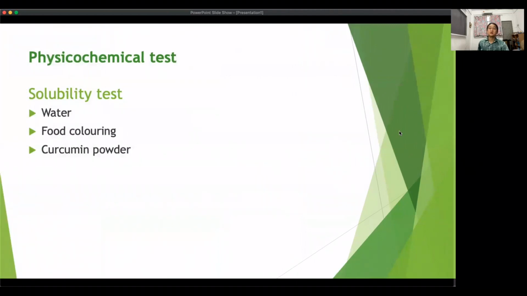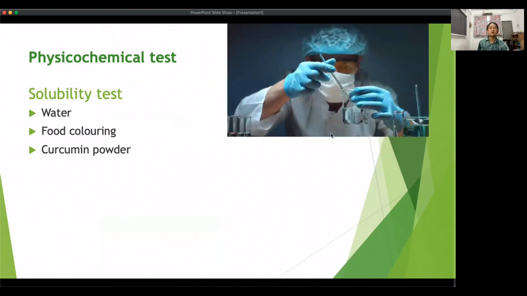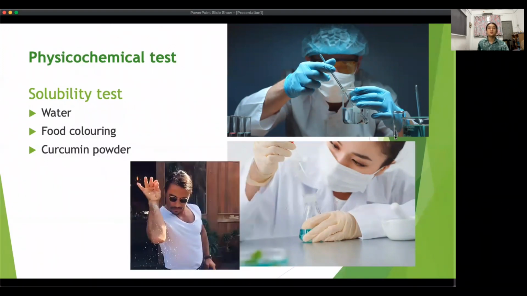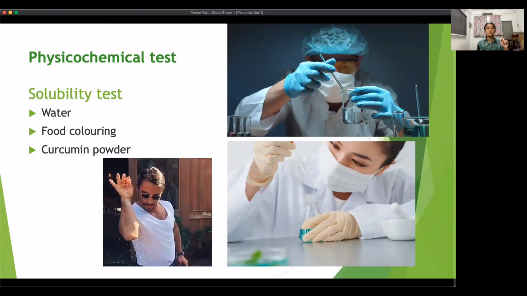So next is the physicochemical test. First one is the solubility test in water, mixing the VCO and VCE in water, and then food coloring is dropped into the VCE or VCO, and then also a pinch of curcumin powder or turmeric powder is sprinkled into the surface of VCO and VCE to determine whether it dissolves or not.